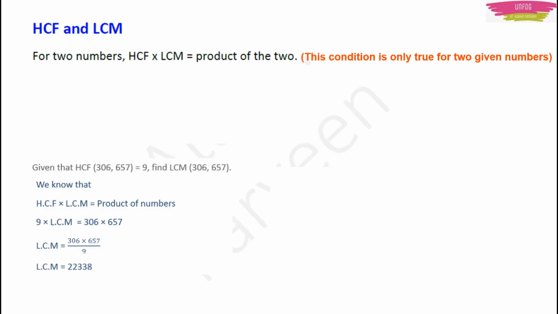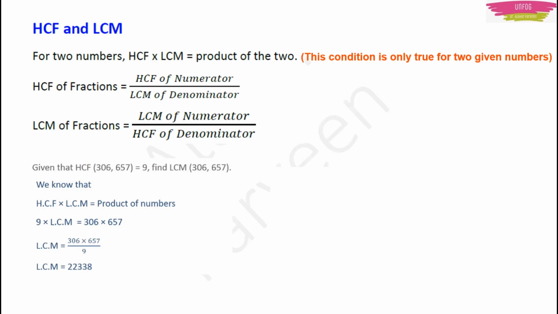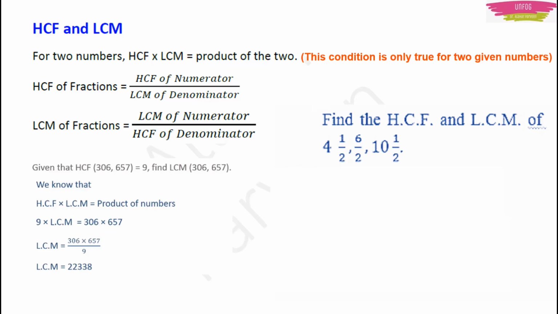For that also we have a few formulas. Two formulas we have. For HCF of fractions, you do HCF of numerator by LCM of denominator. And for LCM of fractions, you do LCM of numerator divided by HCF of denominator. For example, if you have a question like this, find the HCF and LCM of 4 1/2, 6/2, 10 1/2.